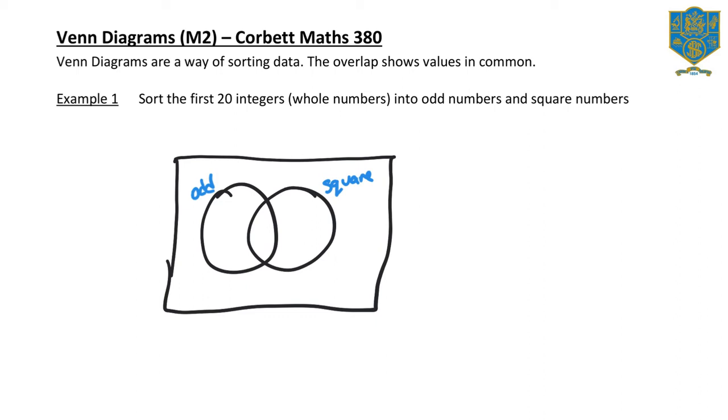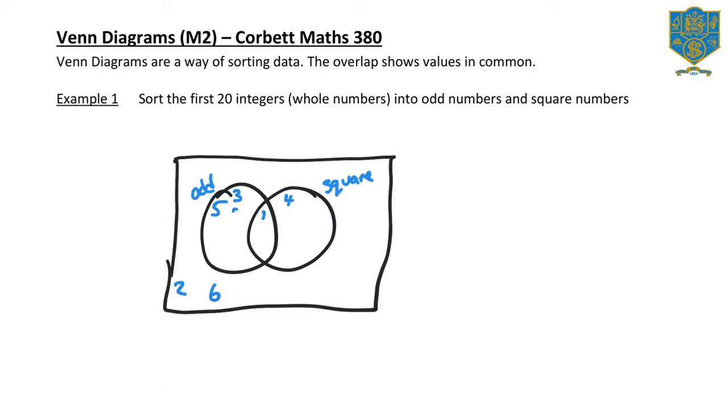So we'll go through in order, and number 1 is an odd number and it's square, so it's going to go in the overlap. 2 isn't odd and it isn't square, so it's going to go on the outside. 3 is odd. 4 is a square number but not odd. 5 is odd but not square. 6 is not odd or square, so it's going to go on the outside.